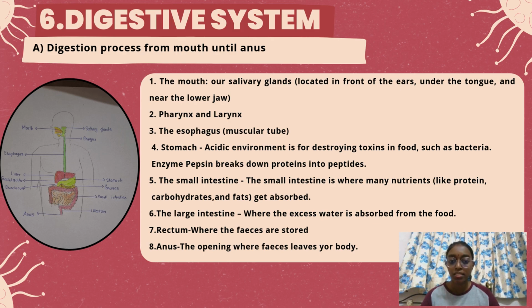6. The large intestine, where the excess water is absorbed from the food. 7. Rectum, where the feces are stored. And 8. Anus, the opening where the feces leaves your body.